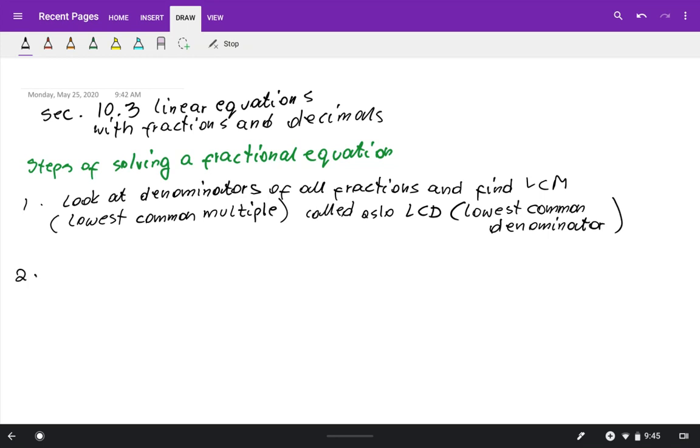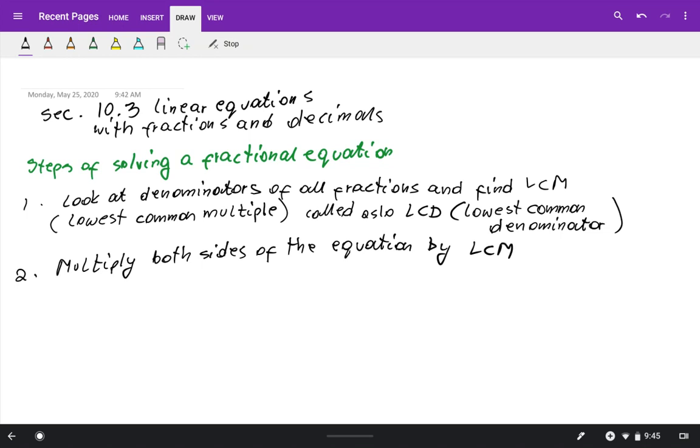Number 2, multiply both sides of the equation by the LCM after you find it. Step 3 will be distribute the LCM over both sides of the equation.